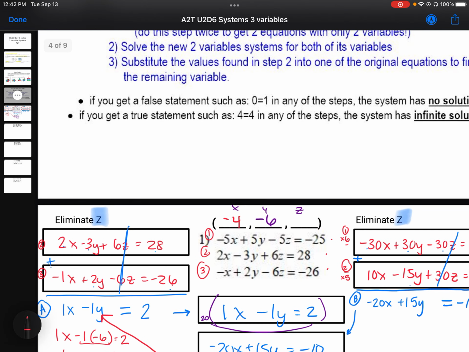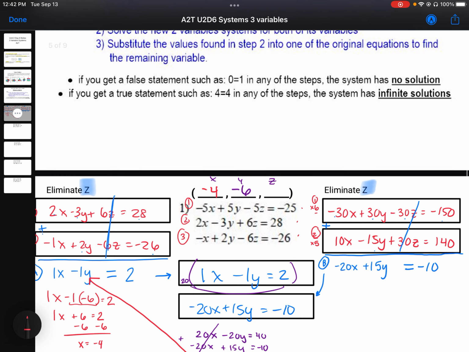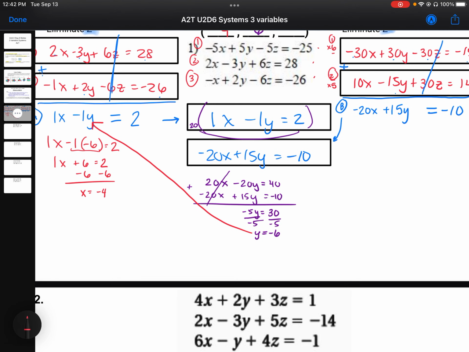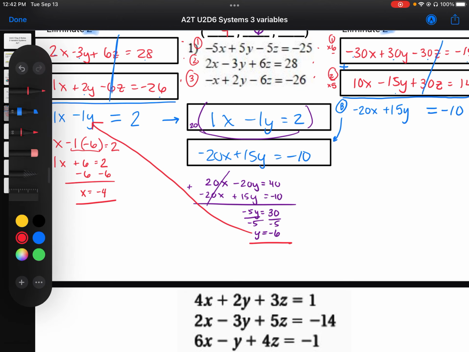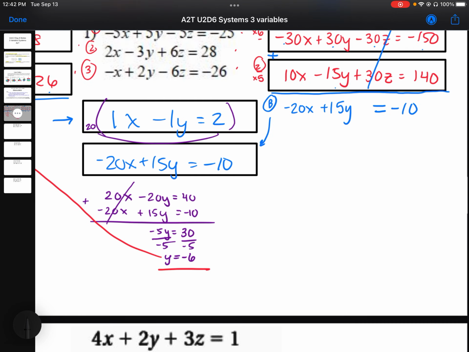Now step 3 says substitute the values found in step 2 into the original equation. So we're going to take x is negative 4, y is negative 6, and we're going to plug those into one of our equations, either 1, 2, or 3. We get to choose. It does not matter which one you choose. I will go ahead and pick equation 3. So I'm going to go over on this right-hand side. First, I'm going to just rewrite the equation. So I have it right there.